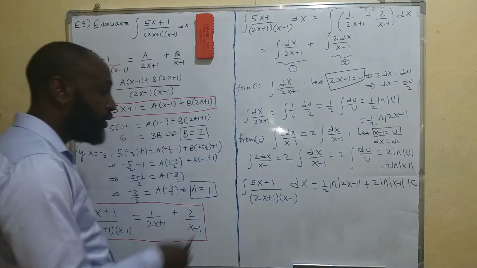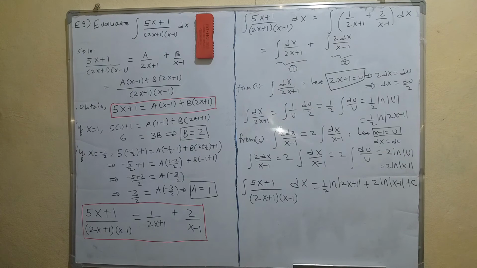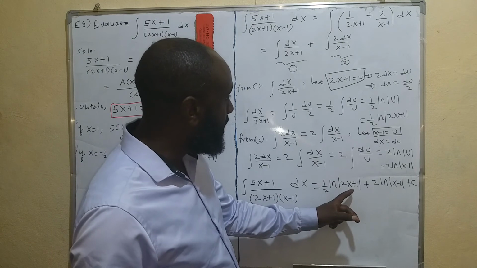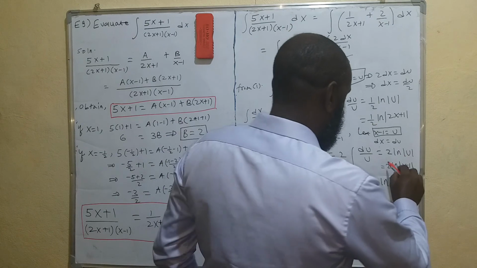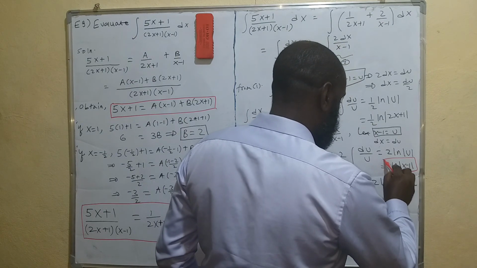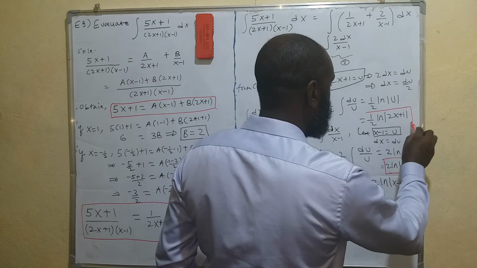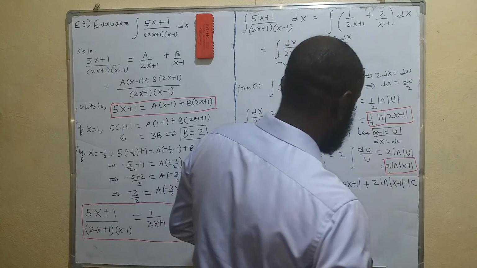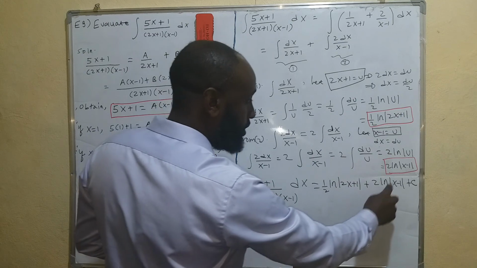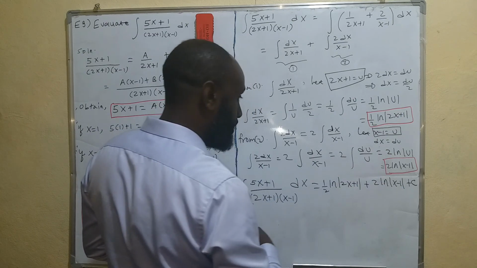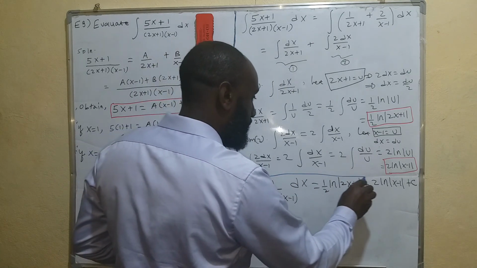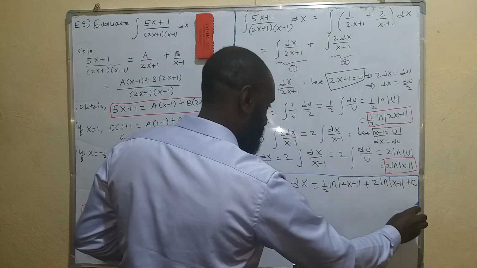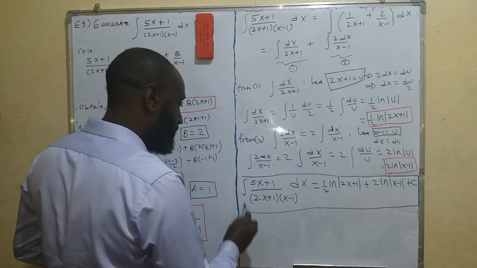So we get the integral of (5x plus 1) over (2x plus 1)(x minus 1) dx is equal to half of ln absolute value of 2x plus 1 from this one. We can write it like this, for example, to get the result easily. The sum of the two is half of ln 2x plus 1 plus twice ln of x minus 1, plus c. This is the end result of our question.